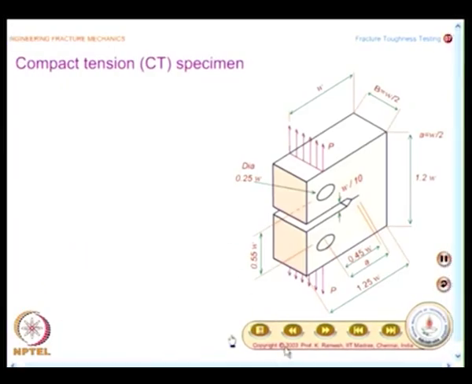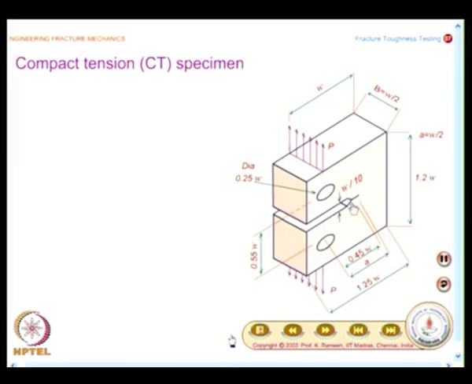And this figure shows how a compact tension specimen looks. You can make a 2D sketch of this, and what you have here is the thickness is given as W by 2, and if you look at how the crack is measured, it is measured from the load application point to the end of the fatigue crack.